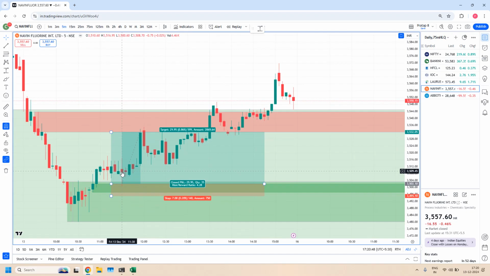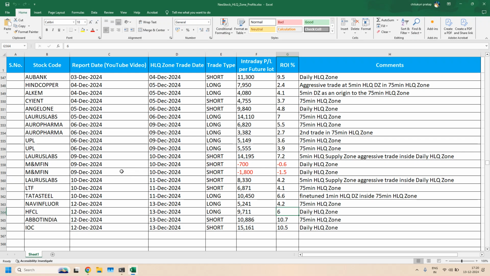That means your trade is completed in 25 minutes. In 25 minutes, you would have got a profit in NAVINFLUOR of 5,241 rupees as per one futures margin cost, and ROI is 4.2% in just 25 minutes. 25 minutes, 4.2% ROI means it's excellent, extraordinary. You are not holding your money for the whole trading day. You are holding your money just for 25 minutes. Within 25 minutes, you got 4.2% ROI.